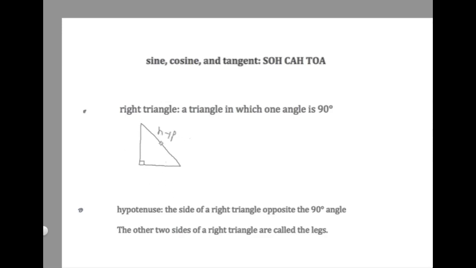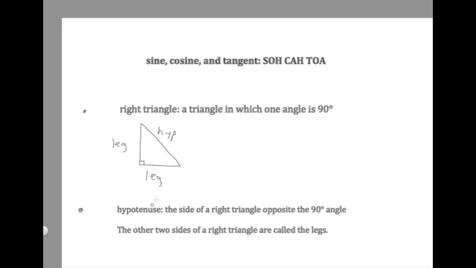This is the hypotenuse because it's opposite the 90-degree angle. And what do we call this side? It's called a leg. And what do we call this side? It's also called a leg. So notice that the triangle has three sides. This is a side, this is a side, and this is a side.